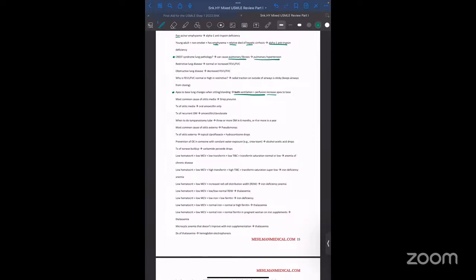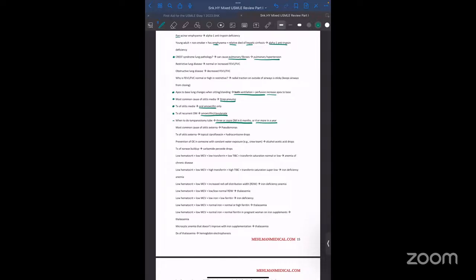And then the most common cause of otitis media is Strep pneumo. Treatment of otitis media is oral amoxicillin only. Treatment of recurrent otitis media, amoxicillin-clavulanate. When to do a tympanostomy tube? Three or more otitis media in 6 months, or 4 or more in a year, then we'll put a tube.